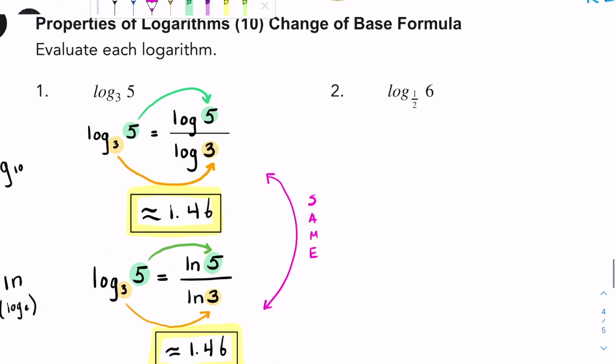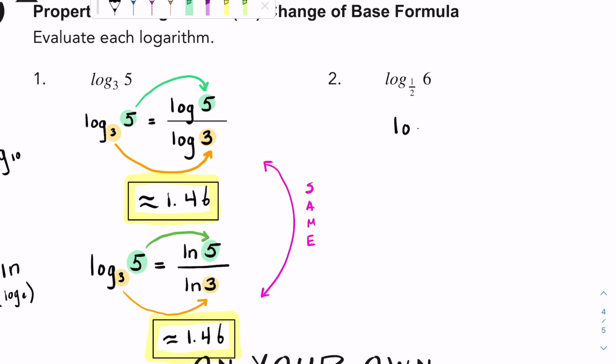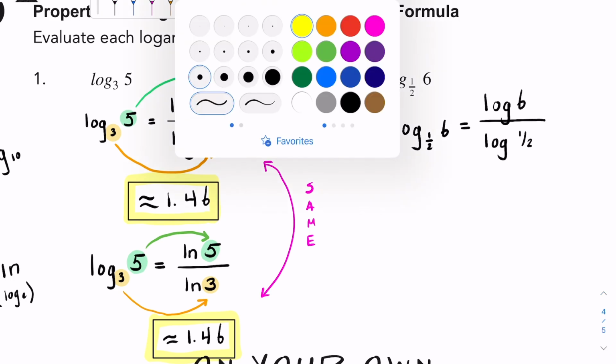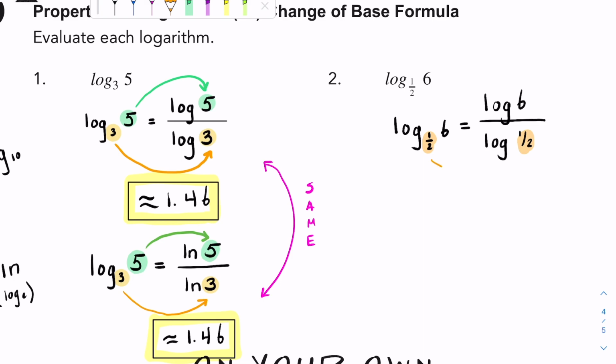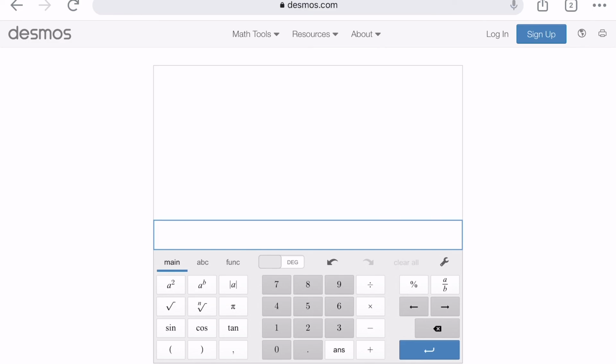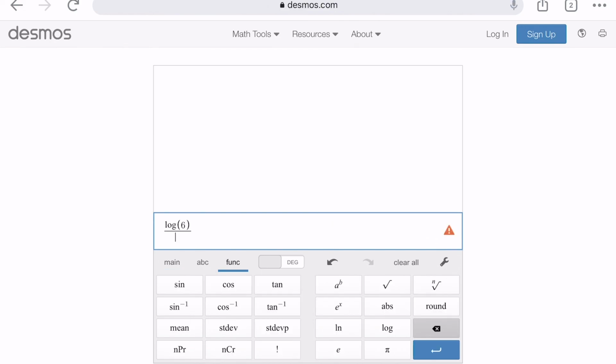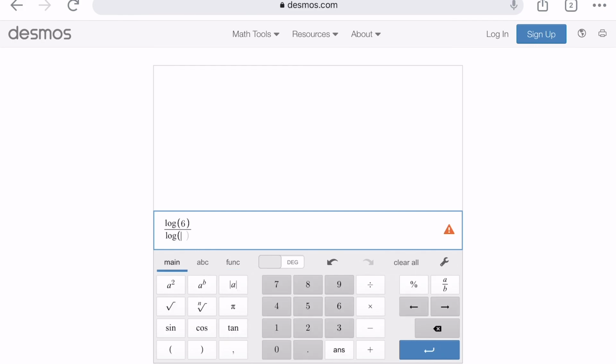All right, number 2 is log base 1/2 of 6. Also not a convenient function to solve for. So we're going to rewrite this using our argument of 6 in our numerator and our base of 1/2 in our denominator. Type it into our calculator. And off to the right, our solution is negative 2.58.